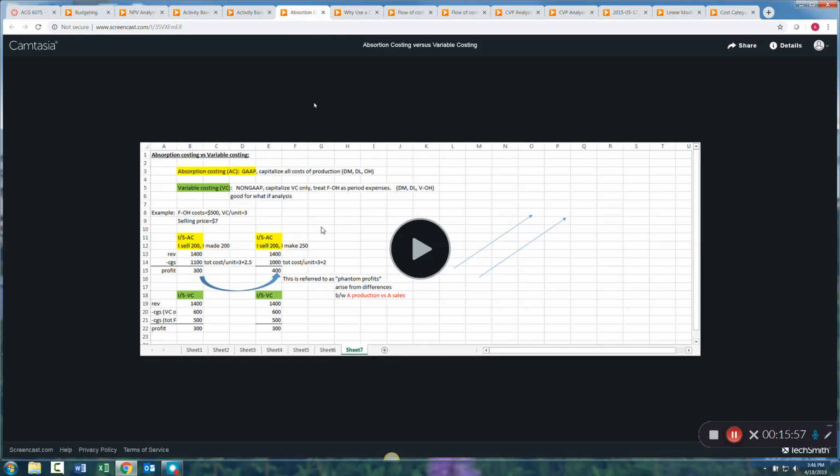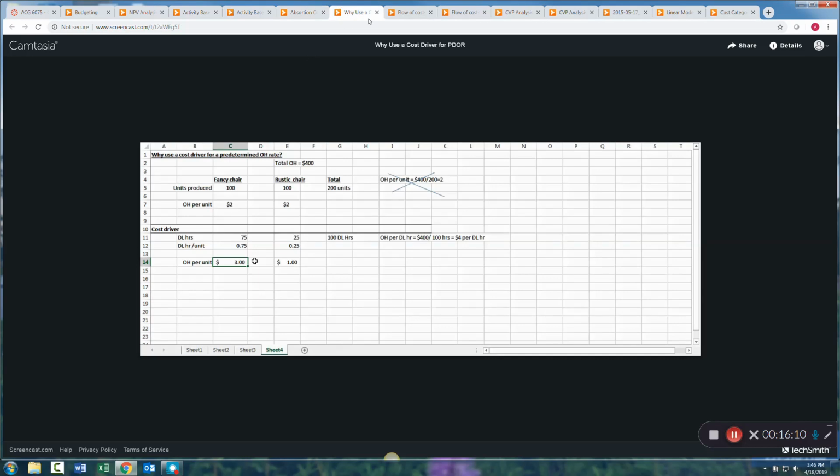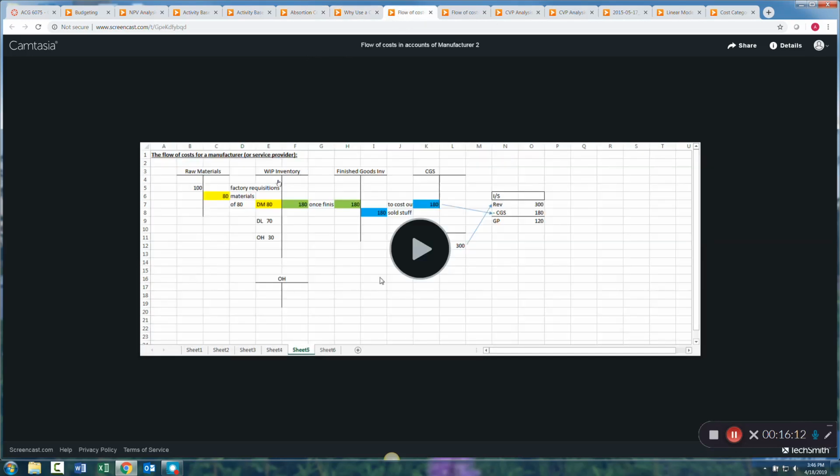Then we transitioned into something else. Then we looked at absorption costing versus variable costing. So everything we've done so far assumes absorption costing. So when we were doing the explanation on the flow of costs, direct materials, direct labor, and all of overhead, that's absorption costing.